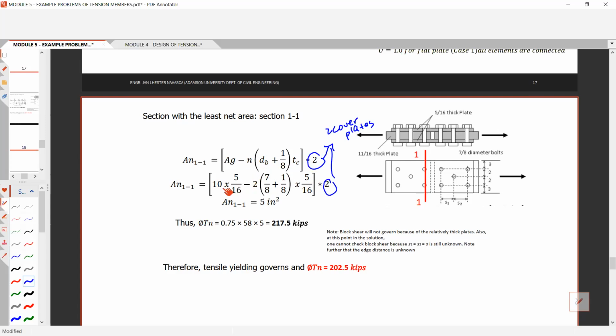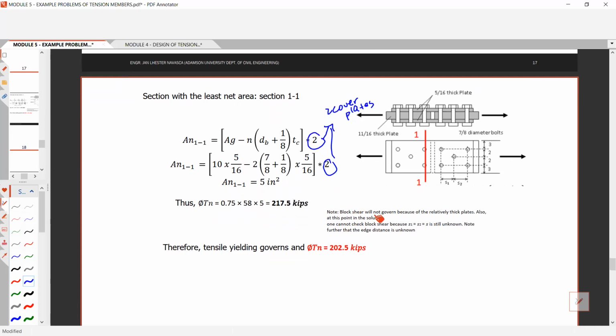Therefore, you have 10 times 5/16 minus twice the diameter of the hole, which is 7/8 plus 1/8, times the thickness of the cover plate, 5/16, times 2 for the two cover plates. You have net area 1,1 of 5 square inches. Therefore, the net fracture is 0.75 times 58, that is your Fu, times 5, and you have 217.5 kips.